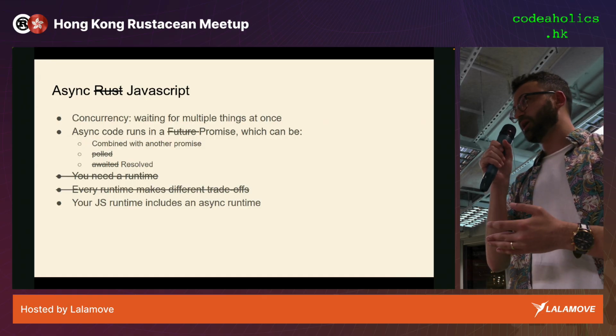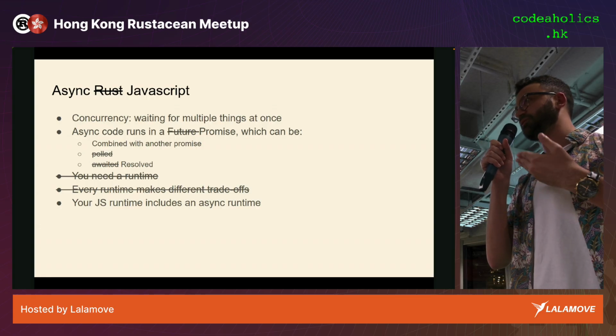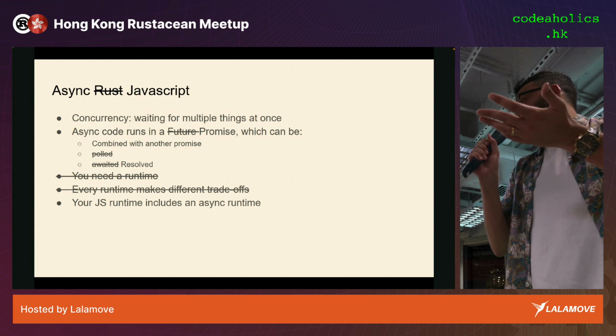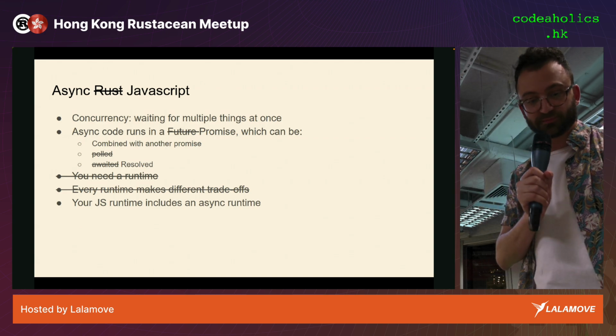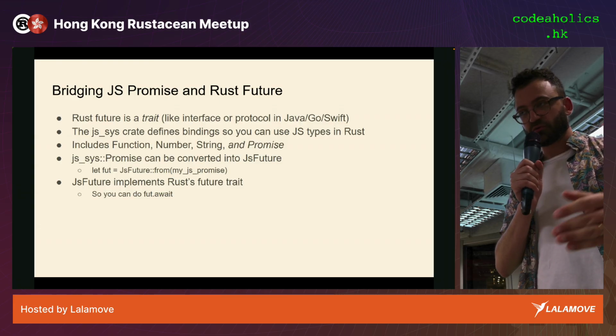In JS, you don't need a runtime because JavaScript comes with an async runtime. It comes with an event-based kind of system. They've already got this runtime, so you just reuse it. JavaScript runtimes now can do async as well. So we have these JavaScript promises, we have Rust futures.